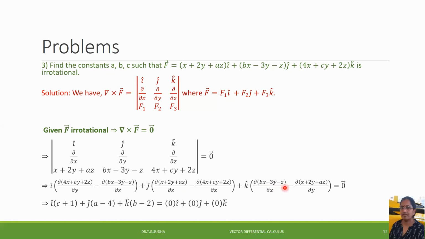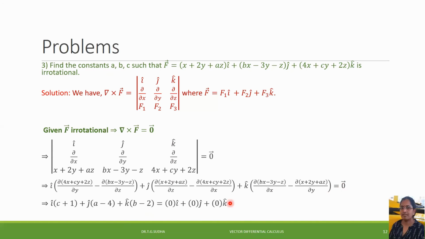Plus k into ∂/∂x of (bx − 3y − z). So 3y and z become 0. b into x gives us b, minus ∂/∂y of (x + 2y + az). x and az become 0, 2y gives us 2. So minus 2. So we get b − 2. But this is equal to the 0 vector.